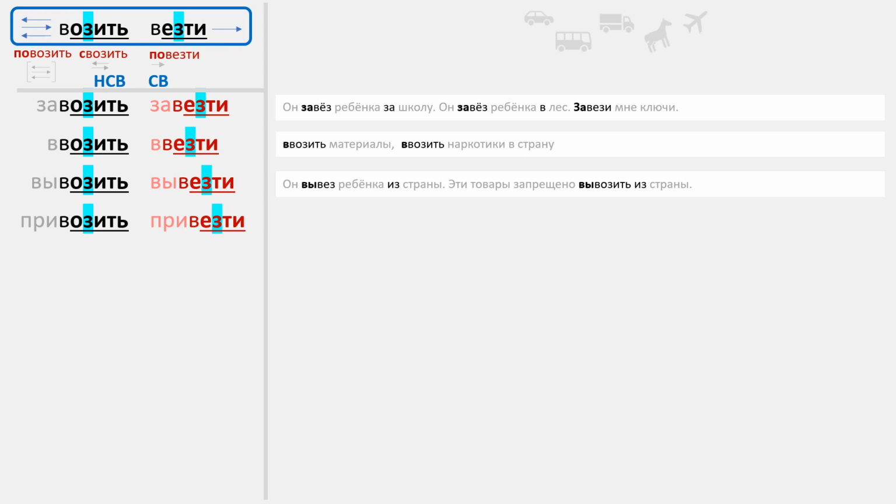Bring me the keys. Завези мне ключи means pass by or drive over, drop off the keys and leave. Привези мне ключи simply means bring me the keys. Both verbs, however, mean that transportation will be used to deliver the key.